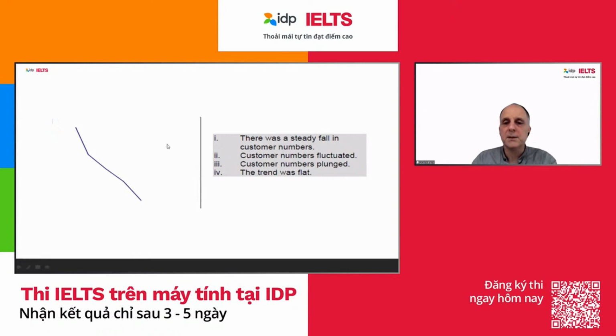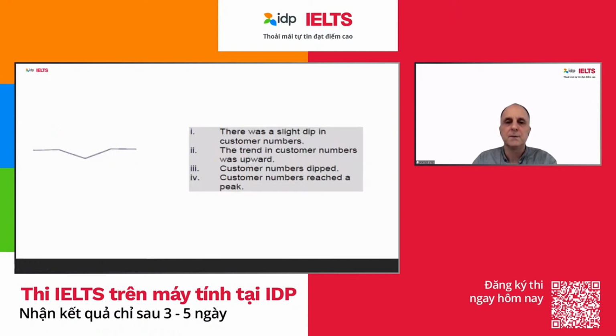That's it. Customer numbers plunged. So you can see the difference between the one before, where it was quite gradual. For this one, it's obviously a lot stronger. So plunged is a better one for that. And this one.